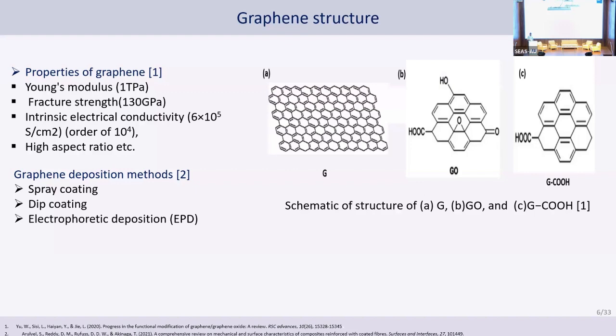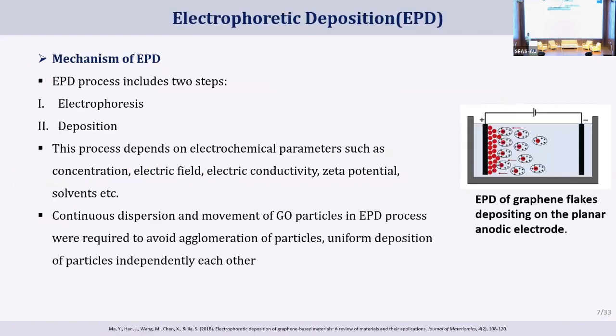So how can this graphene be deposited on the carbon fiber? Various deposition techniques are available: spray coating, dip coating and electrophoretic deposition. Electrophoretic deposition has an electrolytic cell with a dispersion medium containing graphene fillers and two oppositely charged electrodes. When we supply a potential to these electrodes, the particles move toward the oppositely charged electrode and get deposited onto it.